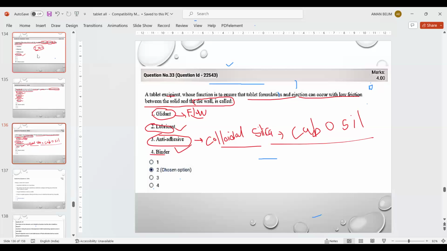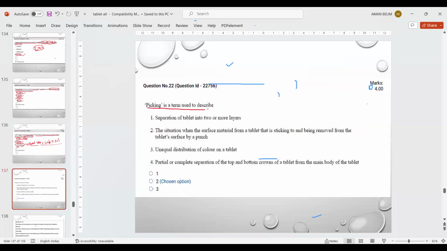Okay, and the binder we know. What will be the function of binder? This is the thing the term picking is used to describe. Answer this one. This is also from GPAT 2023. All these questions are from GPAT 2023. All 4 questions are from GPAT 2023, as I have told at the start of the lecture, that almost 3 to 4 or sometimes 5 MCQs come from this chapter. Yes, very good. So, the second option is correct. As I have told, it will be picked up by the punch because of embossing or engraving, which means some letters are printed on the punch. So, due to that.